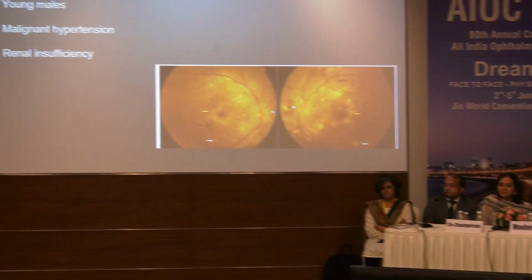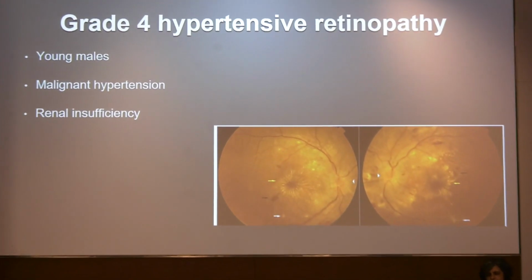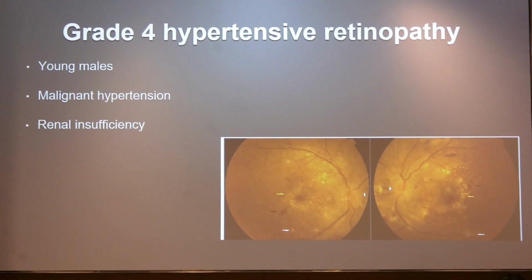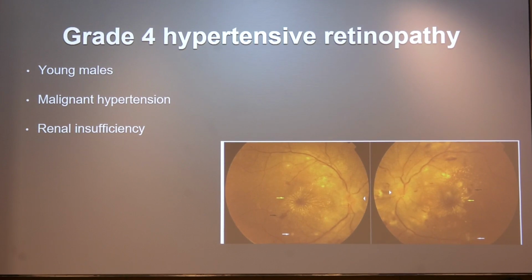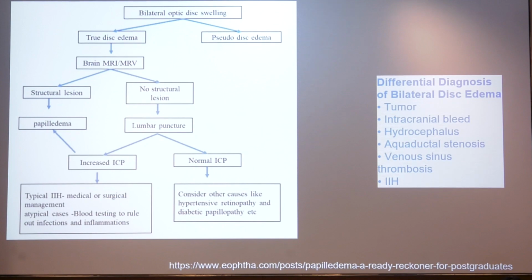Sure, ma'am, I just wanted to emphasize bilateral disc edemas, which we commonly see in hypertensive retinopathies. So if you have a younger patient who comes with bilateral disc edema, instead of doing an MRI, check the blood pressure. And then if the blood pressure is normal, you can go back to doing the MRI and going into the treatment part. That's it. Thank you.